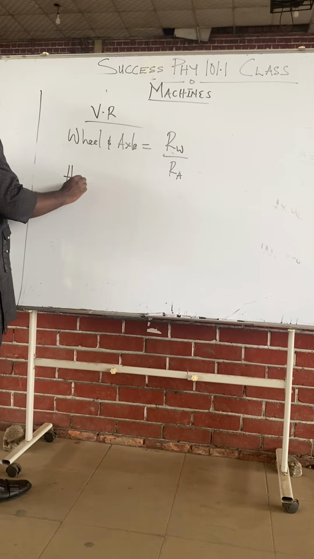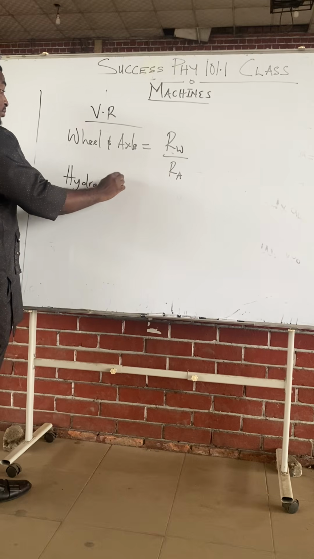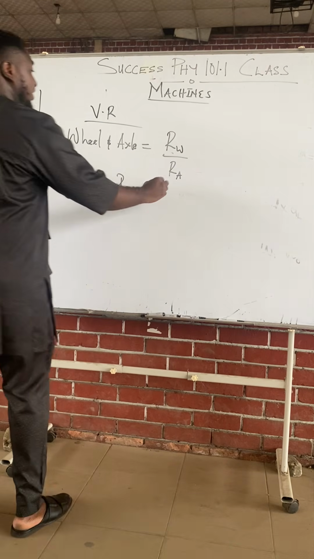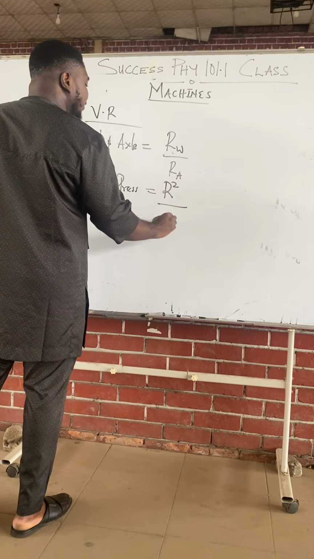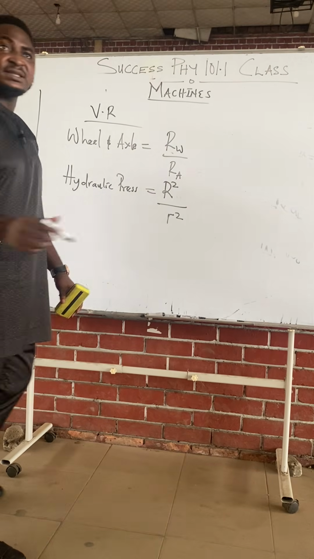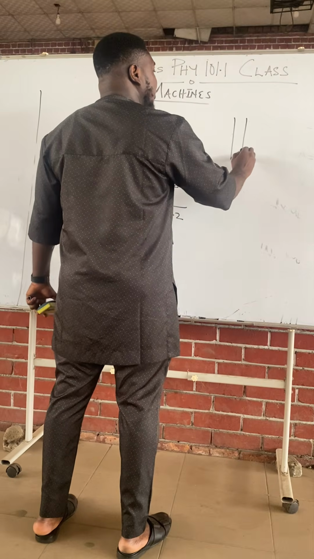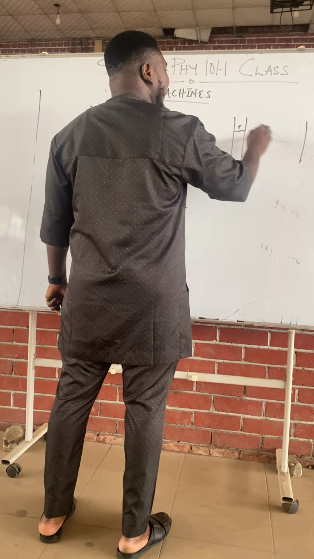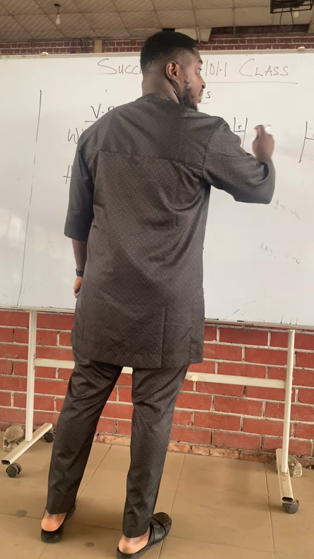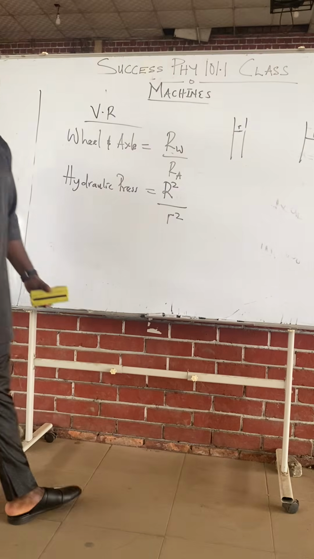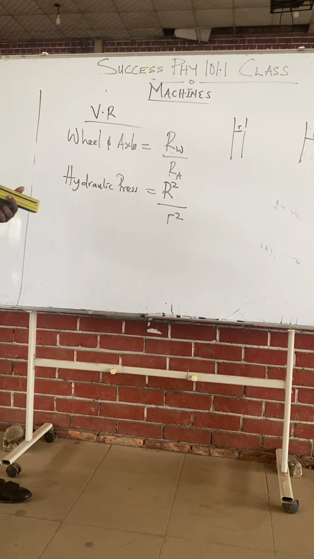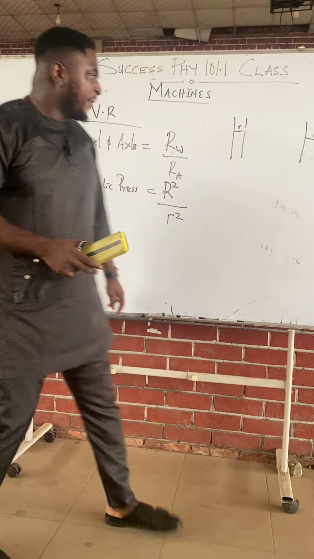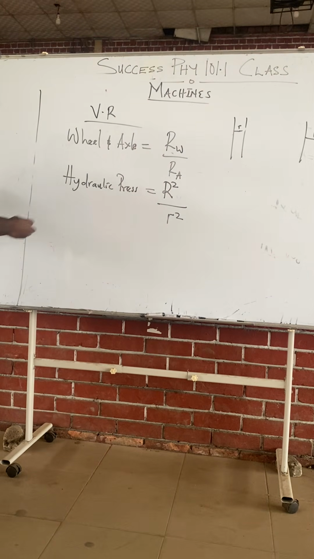Hydraulic press. The velocity ratio is radius of the big piston squared all over radius of the small piston squared. Class, in a hydraulic press, you have the small piston and the big piston. The radius of the small piston r, big piston R. Alpha, how are you doing now? Final year now? 400. Well done. Small piston and big piston.